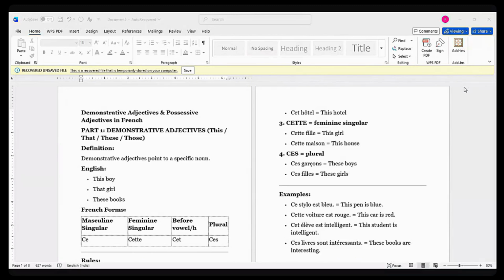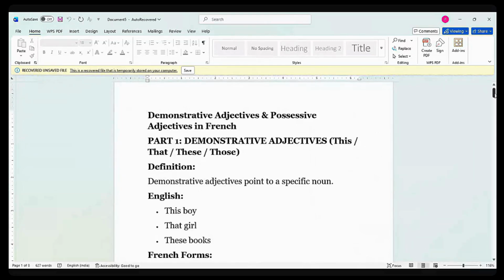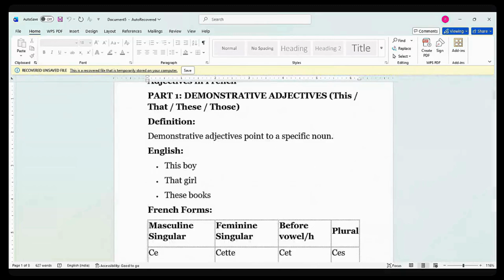So today we learn two parts: demonstrative adjectives and possessive adjectives. I will explain the demonstrative adjective first. In the demonstrative adjective, we use this, that, these, and those. Definition: demonstrative adjectives point to a specific noun, like this boy, that girl, these books, this type.